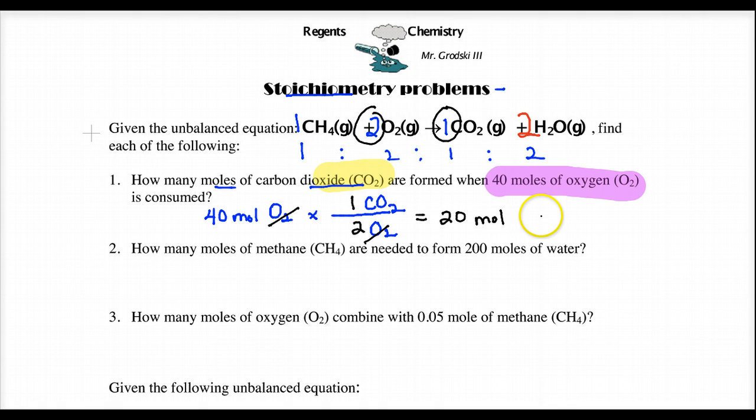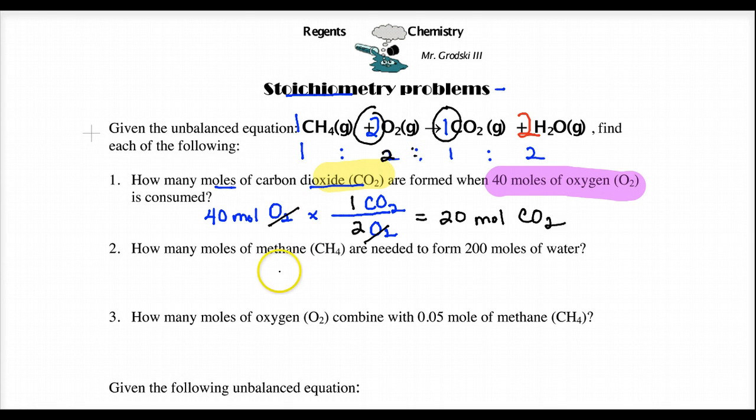That didn't go away. And I have CO2. Of course it's that way. It's a 1 to 2 ratio. It takes twice as much oxygen to produce half as much CO2 than oxygen because it's a 2 to 1 ratio.